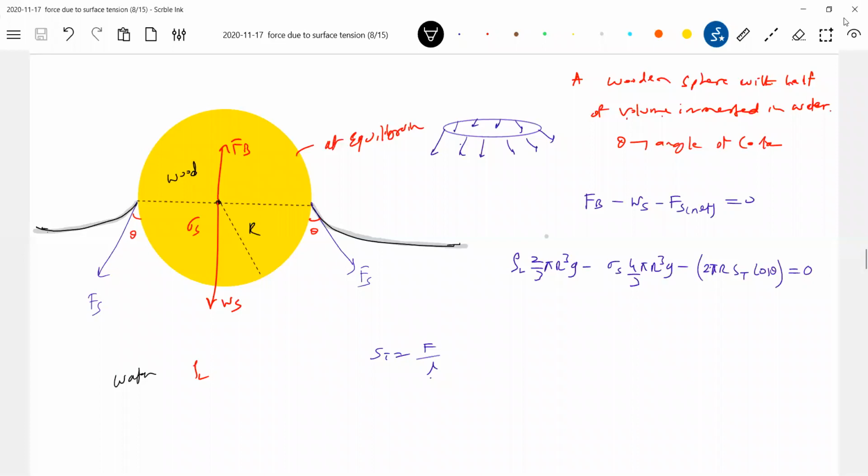What is theta? Theta is the angle of contact. Now if water wets wood completely, tell me what happens to theta? Theta in that case will become 0. Otherwise theta will be say 1 degree, 5 degree, whatever angle they give, substitute here. If water wets completely, then you have to show this Fs downward. This force will be downward. Able to understand?